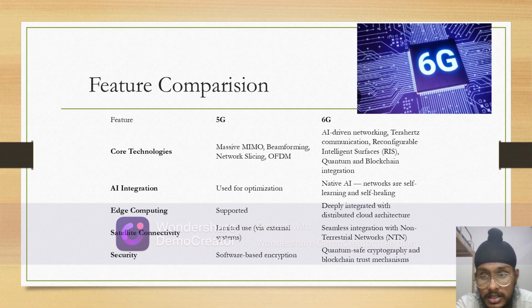So, in the next slide, we can discuss what the features comparison is. In this we can do the comparison between 5G and 6G on different features. First feature is core technologies. In 5G, massive MIMO, beam forming, network slicing, OFDM. In 6G, core technologies are AI driven networking, terahertz communication, reconfigurable intelligent surfaces, quantum and blockchain integration.